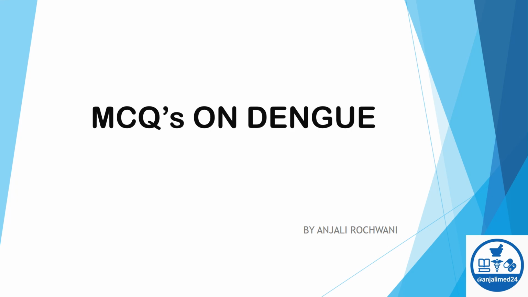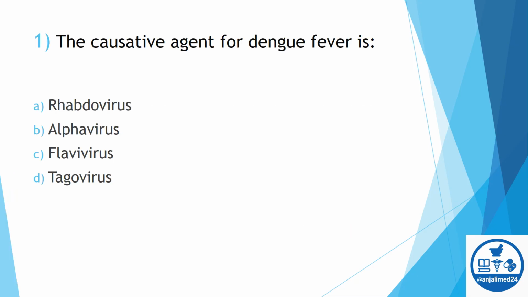Today we will discuss some MCQs on dengue. Let's dive right in. The causative agent for dengue fever is A. Rhabdovirus, B. Alphavirus, C. Flavivirus, D. Togavirus. So the correct answer is Flavivirus.